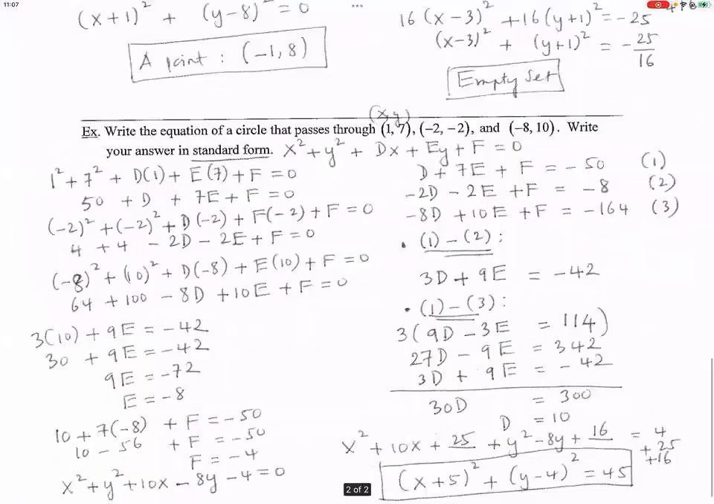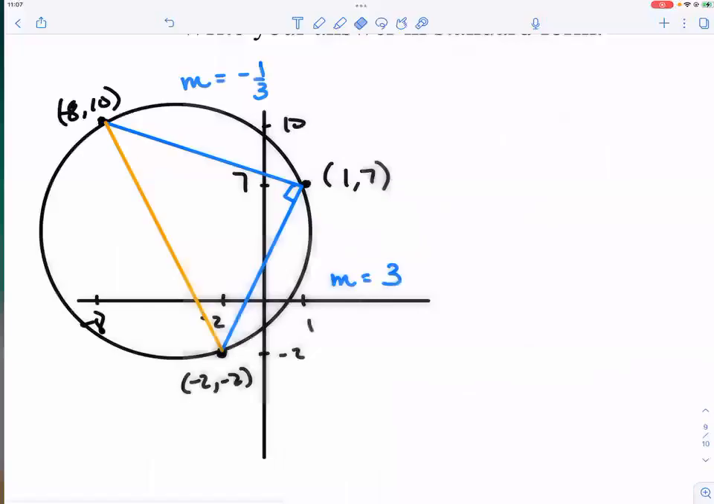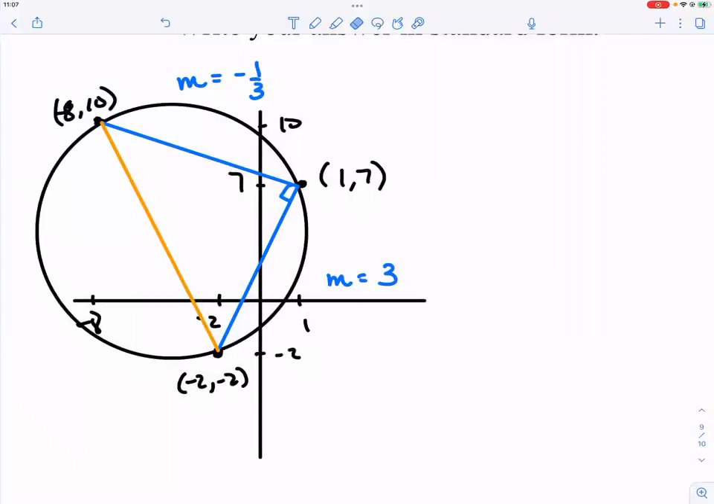So do we have to do all these? Now we know geometry. We're smart. We don't do this. But now the question is, what if this is not a diameter? What if you never knew that they intersect each other at the right angle?